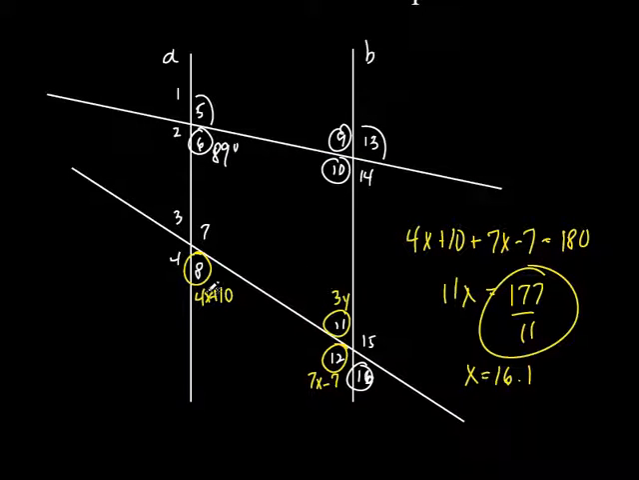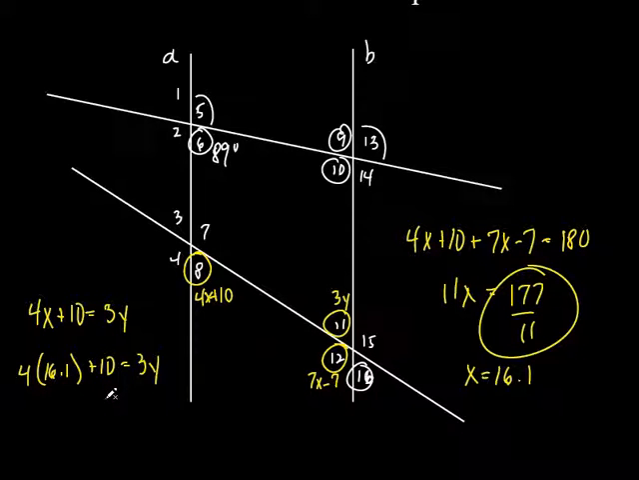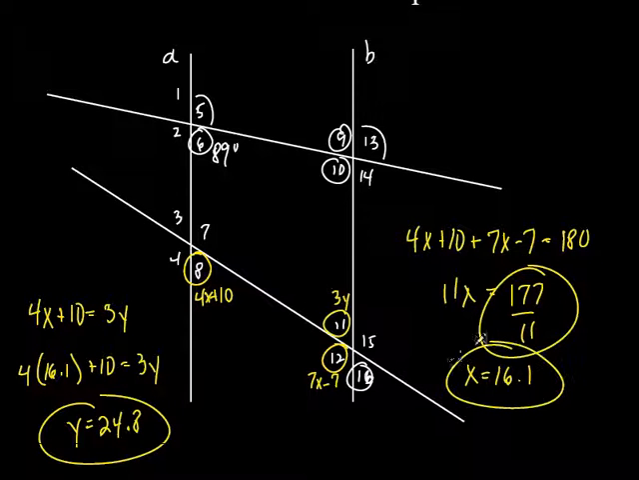So 4x plus 10 equals 3y. But I've got two variables. We know what x is now, right? So I plug that in. It's 4 times 16.1 plus 10 equals 3y. Figure out all that, divide by 3. What'd you get for that? 24.8? All right, I'll let you do all the arithmetic. That'd be a waste of time. So there you go, that's 1 through 4, easy enough.